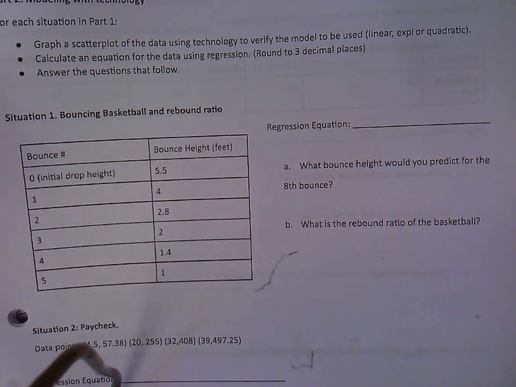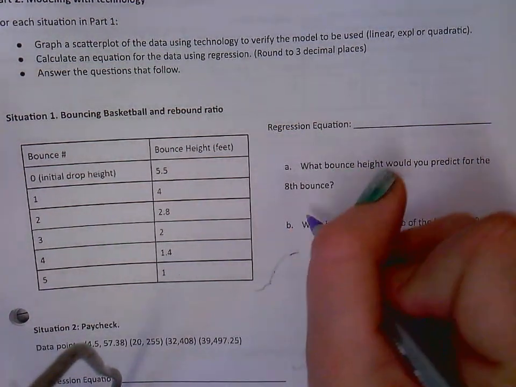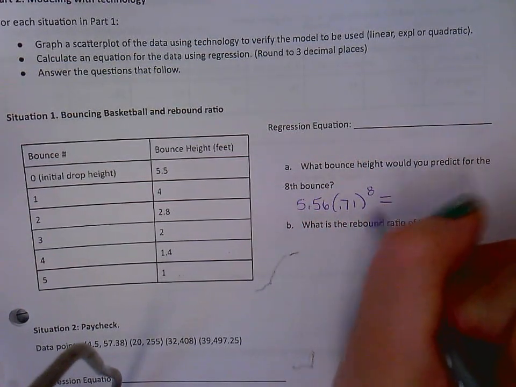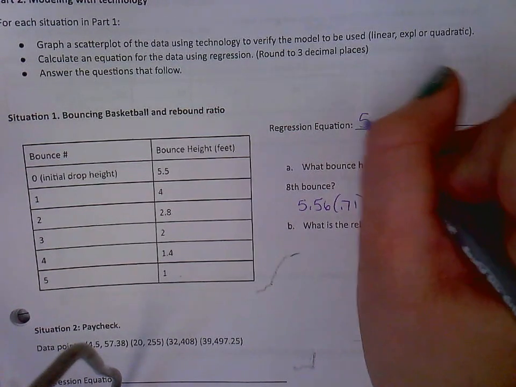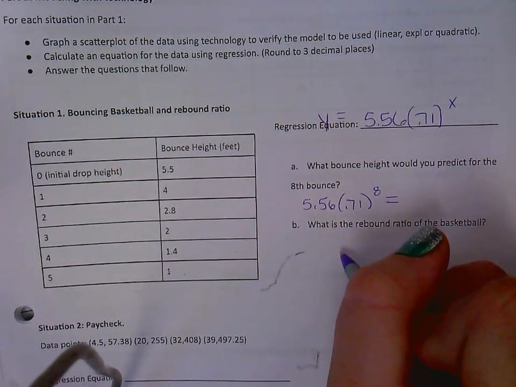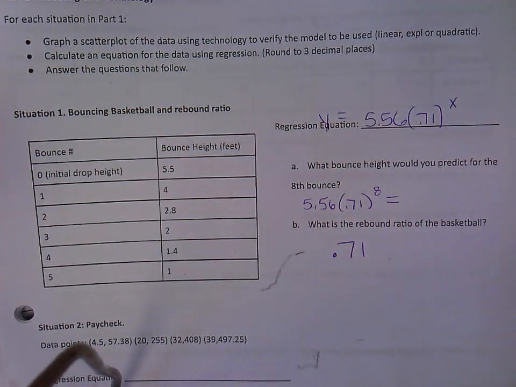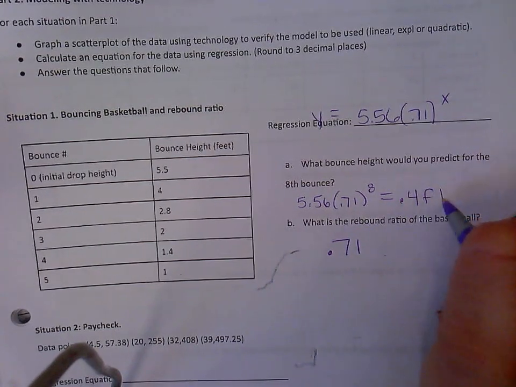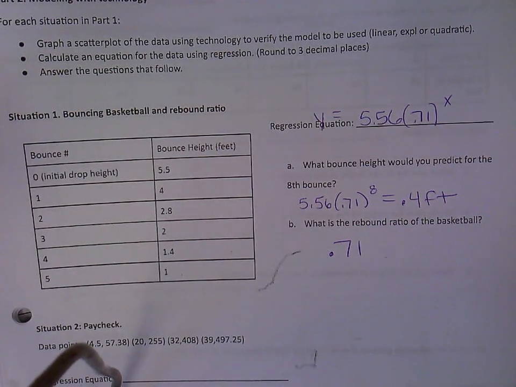So you're going to type in 5.56 times 0.71 to the 8th. 5.56 times 0.71 to the X. And then what's the rebound ratio? 0.71 about. What'd someone get when they typed that in? 5.56 times 0.71 to the 8th. I don't know, I could round. 0.4 about. 0.4 of a foot. So it's less than half a foot by the time it gets to the bottom.